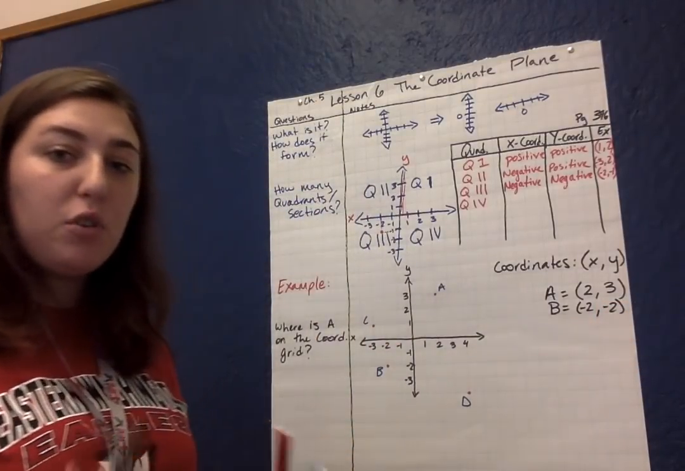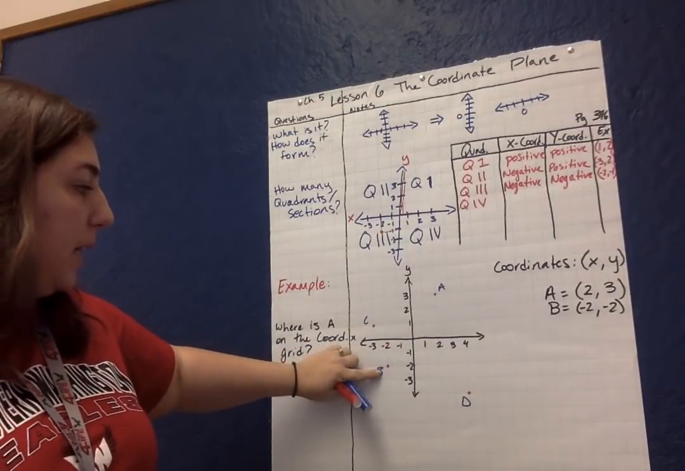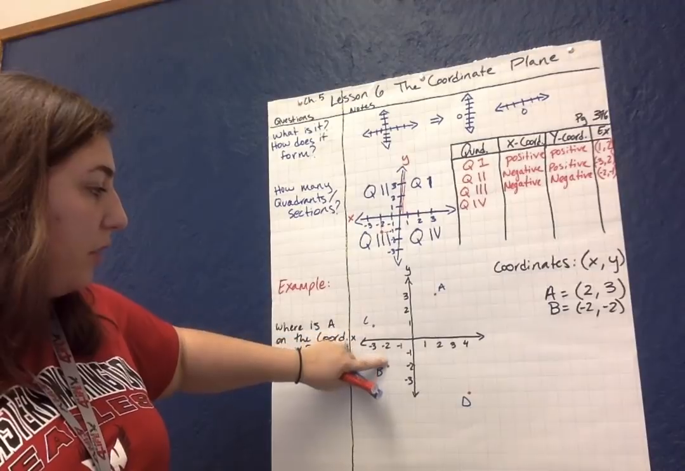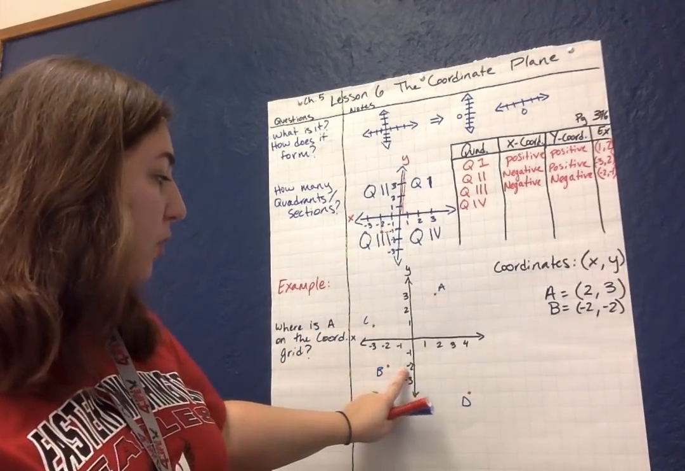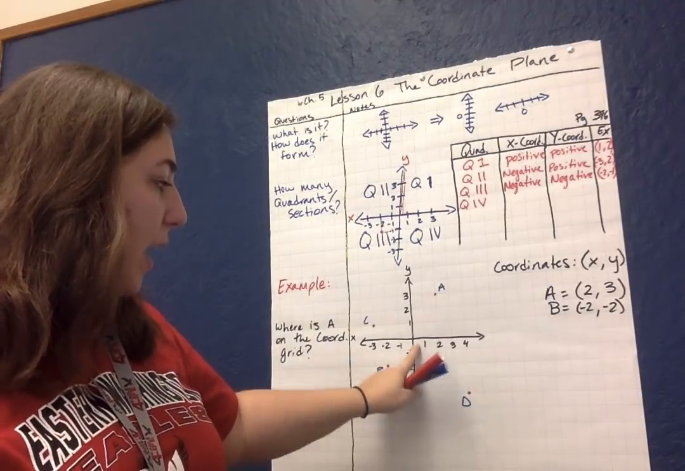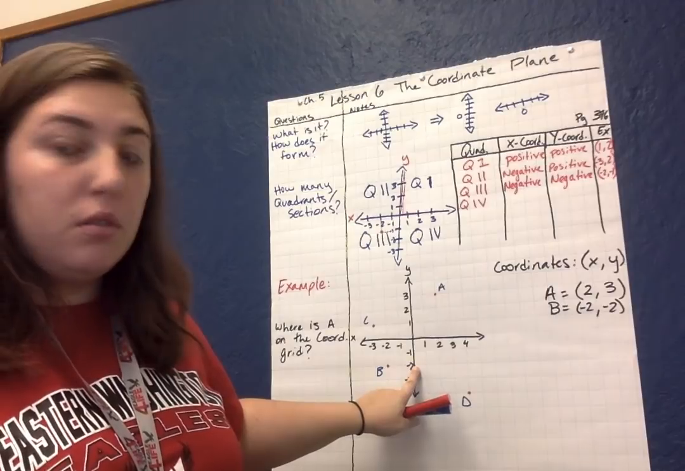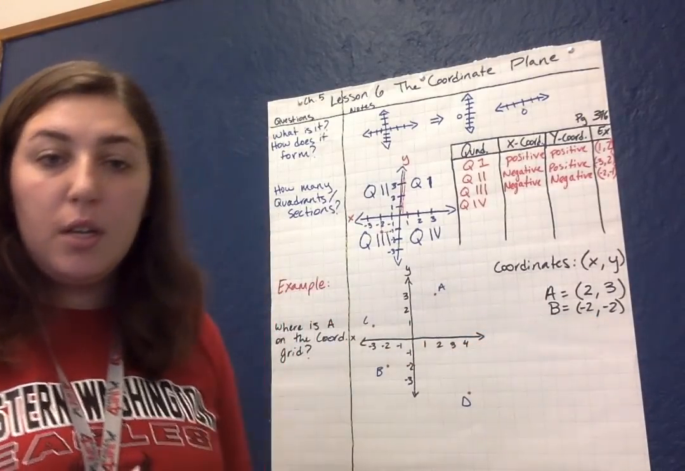Okay, and if you are having trouble with this, remember, look at the x first. So our B right here, on the x it's at -2. So if I go down from -2, I'm at B. Okay, and then if I move to the right to look at my y, B is at -2. Okay, so its coordinates are going to be -2, -2. All right.